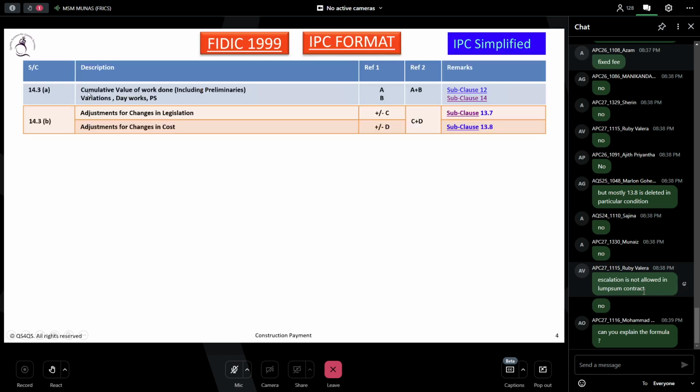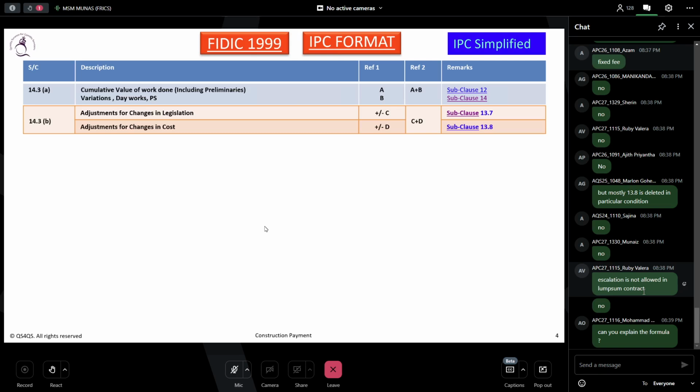Once you are going to prepare the interim payment application, first you have to do the value of the work done, then you check for variation, the day work and the provisional sum. Then you have the provision to add the changes in cost and changes in legislation. Now I am going to talk to you about some scenarios.